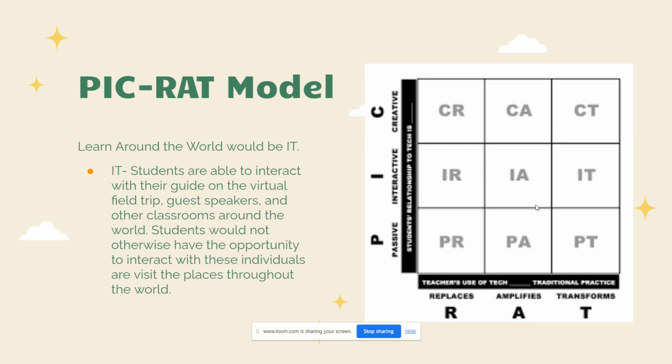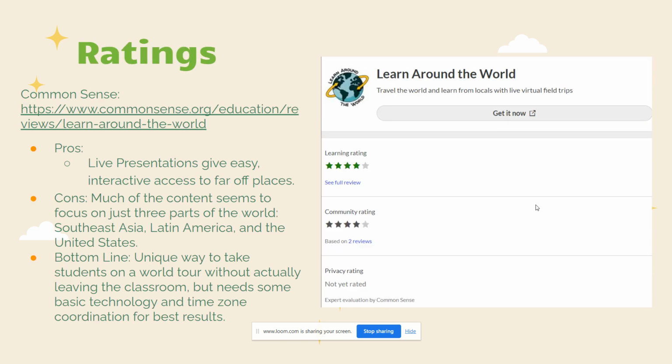And then rating it on the PICRAT model, I believe that it would be interactive and transformative. Now, of course, this depends on how you're using it. But I believe it would be interactive because students are interacting with it. They're interacting with the people in the field trips, they're interacting with the guest speaker, or they're interacting with other students or teachers. And then students would not otherwise have the opportunity to interact with those individuals or visit those places. So I think it is really transformative of the learning. It just makes it really accessible to students, and it's all in one place, which I think is really great.